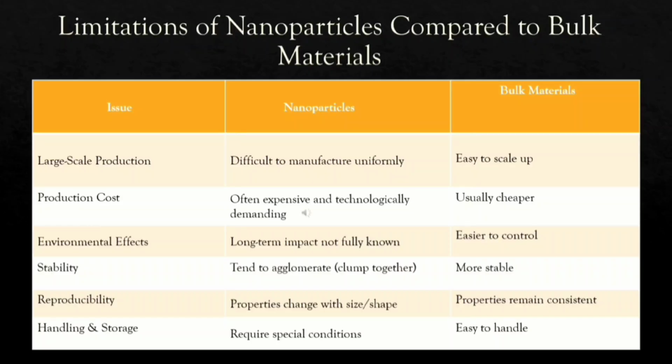For reproducibility, the properties of nanoparticles can change with size and shape, making results harder to repeat, while bulk materials show consistent properties. Finally, regarding handling and storage, nanoparticles often require special conditions, whereas bulk materials are easy to handle and store.